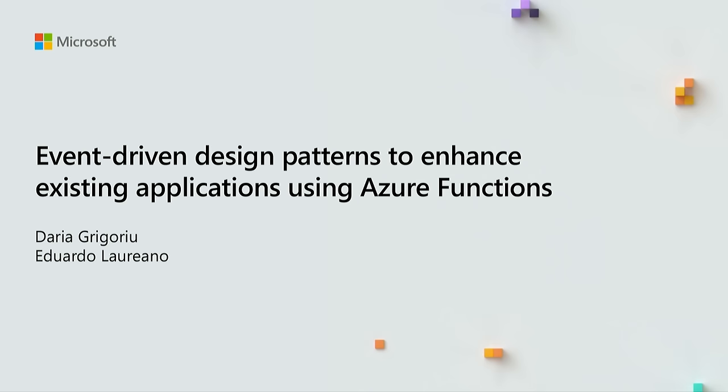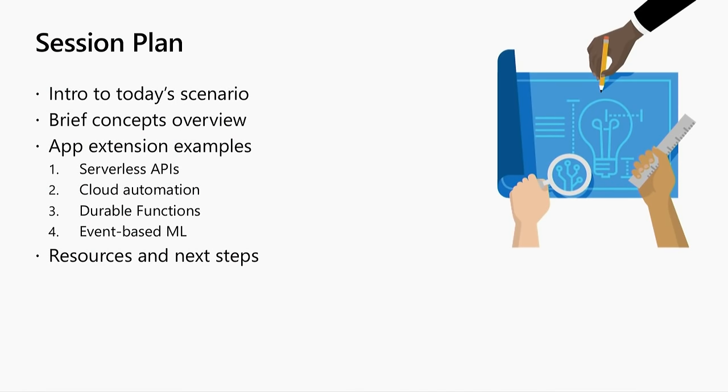Here's the plan of what we're going to show you today. We're going to talk about the scenario that we're going to build throughout the talk, and we're going to keep extending it. Dario's going to introduce you to it. After that, just to level set, I'm going to do a brief overview of some of the concepts that are going to be important for you to understand what happens later on. Then we're going to extend that app in these four different ways you see there. And at the end, we're going to leave you with some takeaways so you can implement some of the scenarios yourselves.